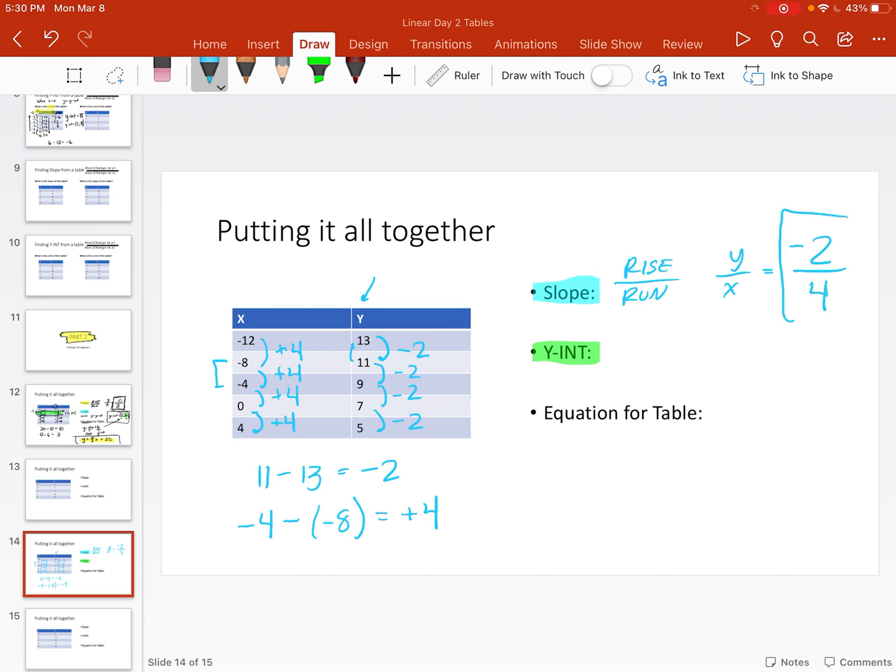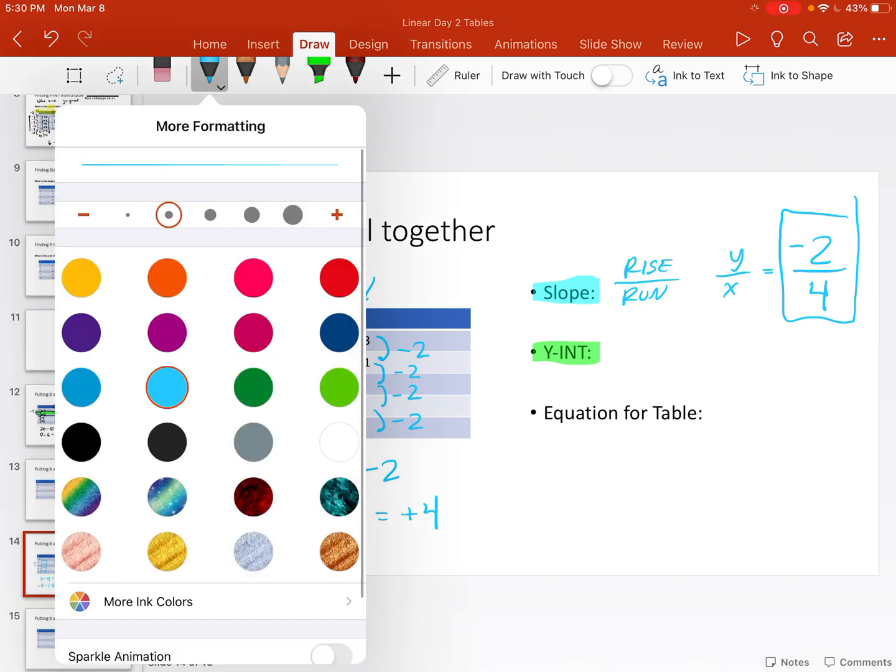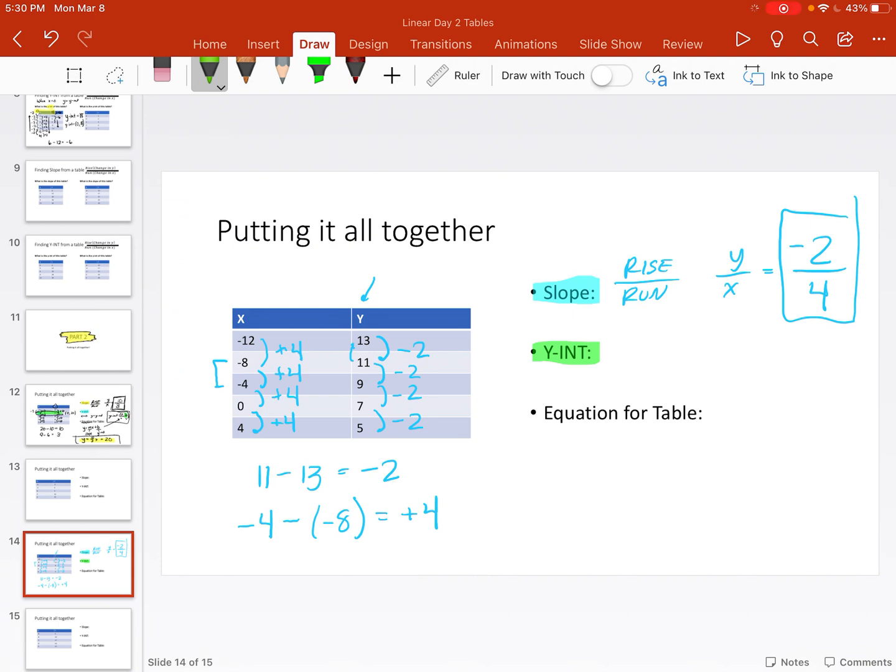And I get a slope of -2/4. So that was my slope. I'm going to use this awful green color for my y-intercept. Y-intercept again: x equals 0, y equals the y-intercept. So for this one, we need to find a 0. I see one here. We find our pair, which is straight across. In this case, it's (0, 7). So I know my y-intercept is (0, 7).